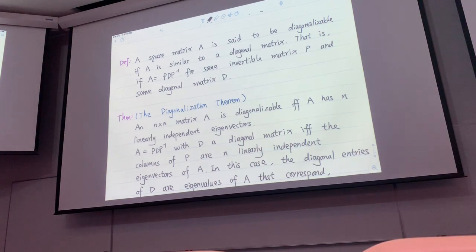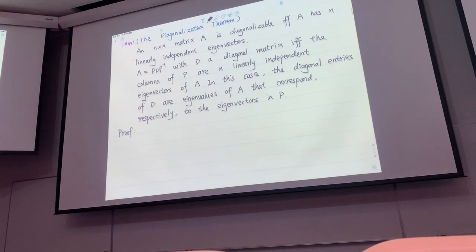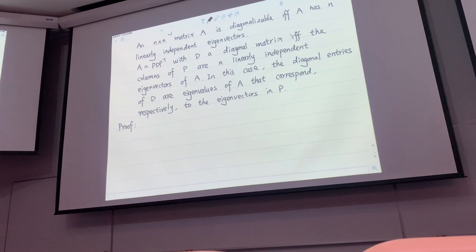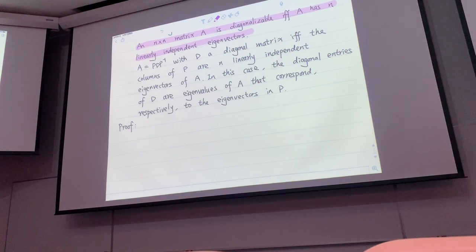I can give you the proof, but those are all sentences, and it's not so easy to understand at the very beginning, so forget about it. We just focus on this formula, this sentence. This is the thing you really need to know: if A has n linearly independent eigenvectors, then A is diagonalizable. So let me show you why.